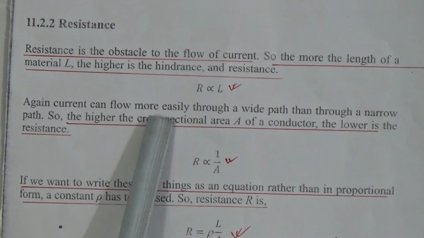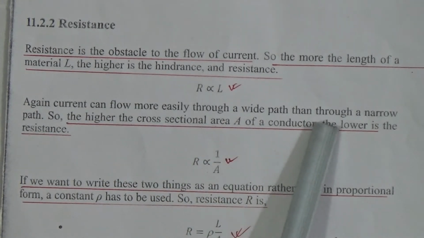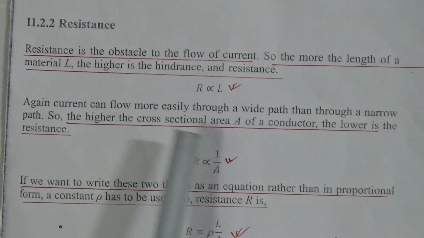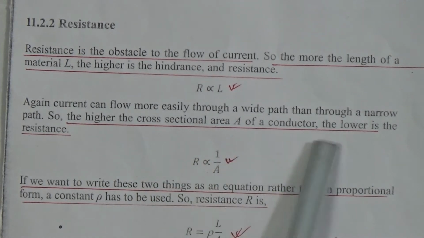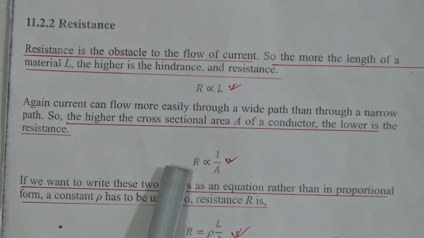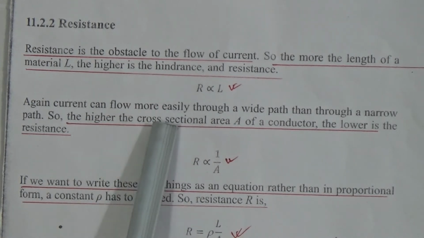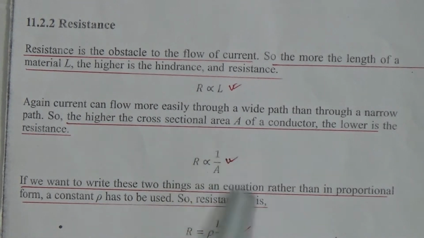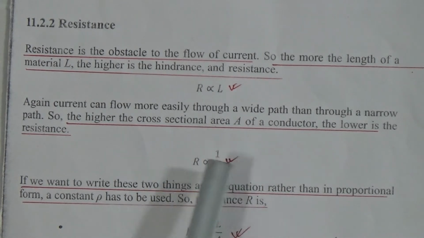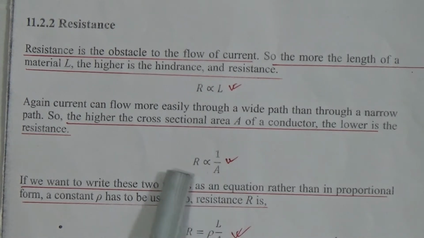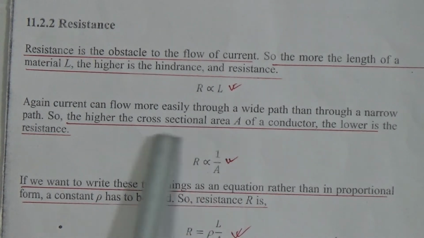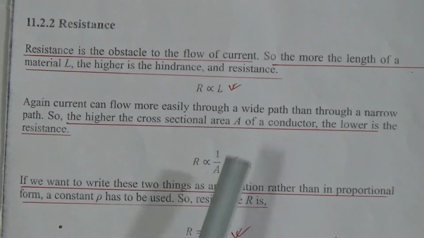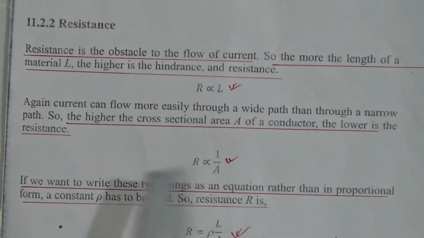Again, current can flow more easily through a wide path than through a narrow path. So the higher the cross sectional area A of a conductor, the lower the resistance. So from this formula we can write R is proportional to 1 divided by A. That means if R, the resistance, increases, then the cross sectional area will decrease, and if the cross sectional area increases, the resistance will decrease.